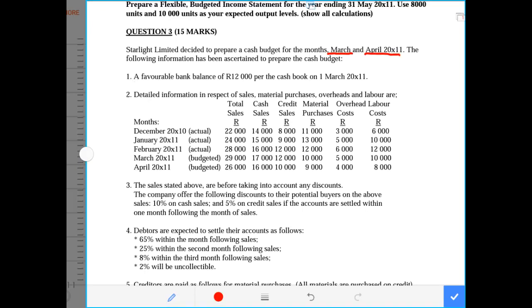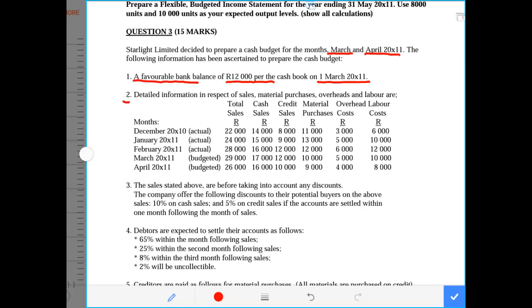Number 1 says a favorable bank balance of 12,000 per cash book on the 1st of March in the year 2011. So we have our opening bank balance on the 1st of March, and that opening balance is 12,000 rands. And it is noted that it's a favorable bank balance.